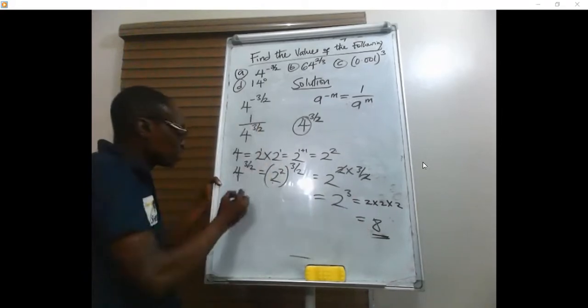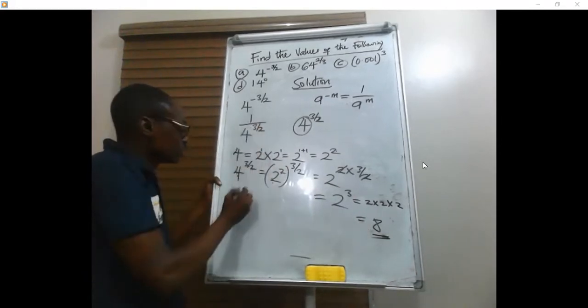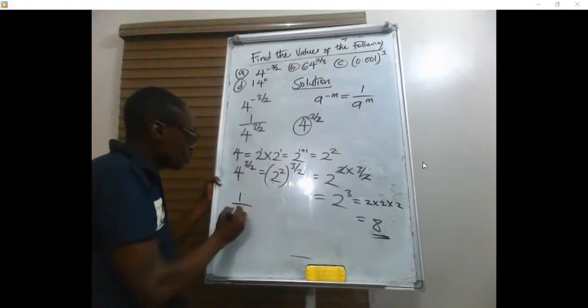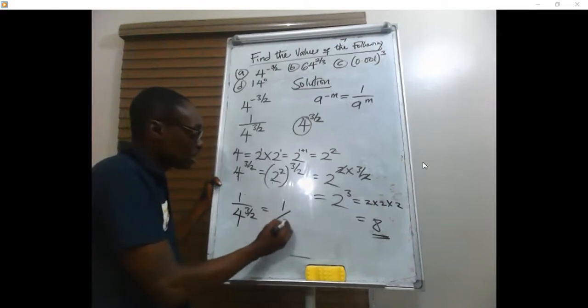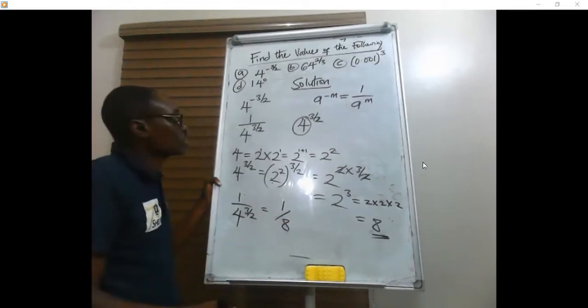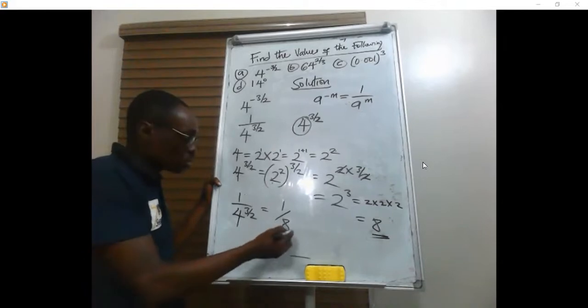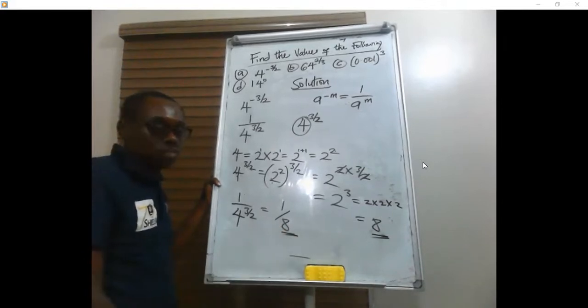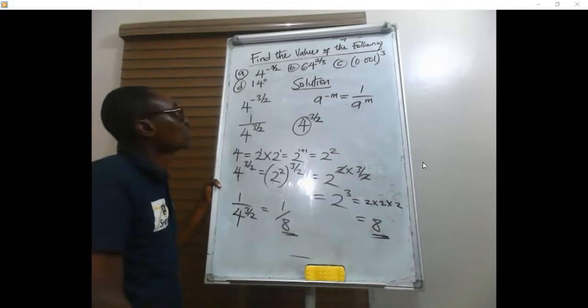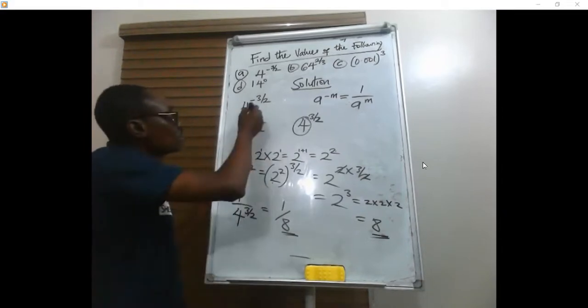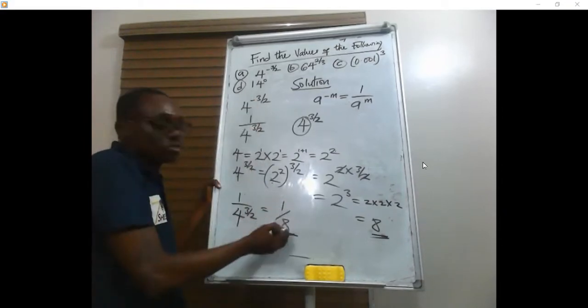So we can write 1 over 4 raised to power 3 over 2 as 1 all over 8. So the value of this is 1 all over 8.